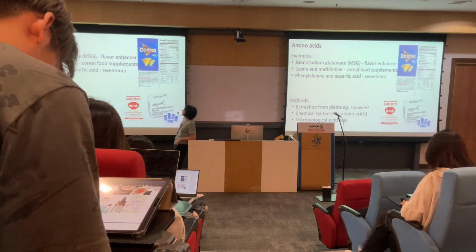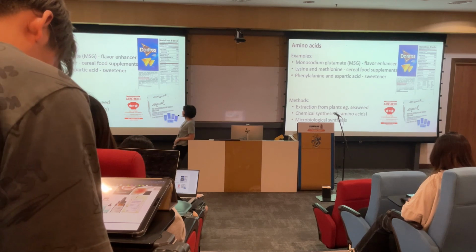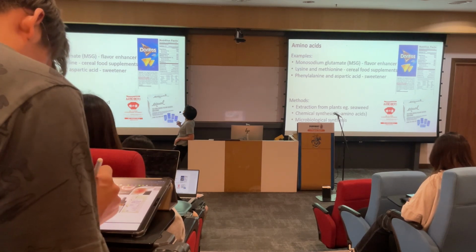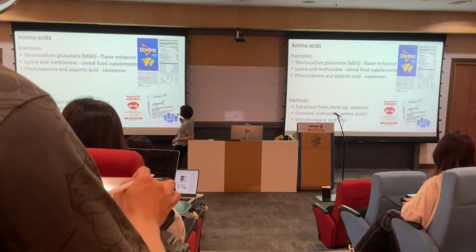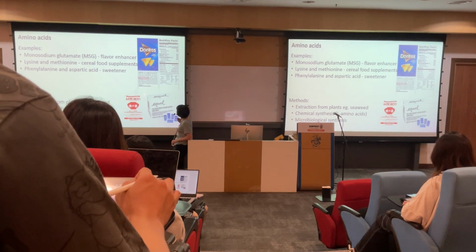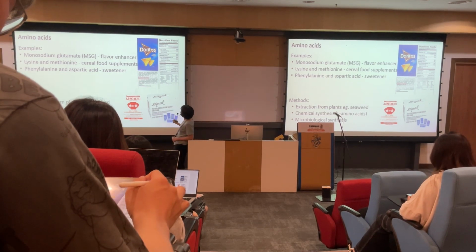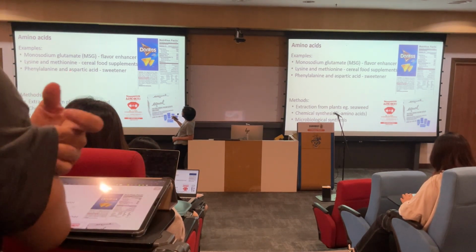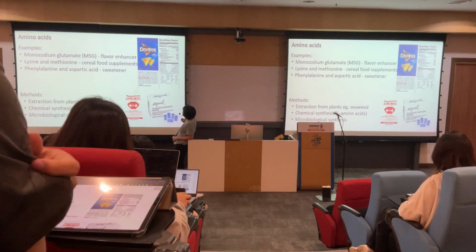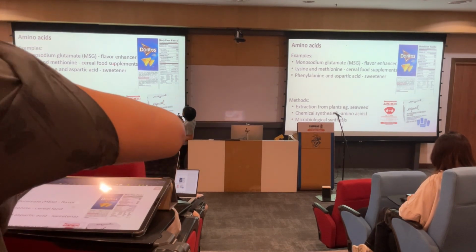Alright, this one is amino acid. As we know that amino acid, we also use it as part of a food supplement sometimes. For example, in potato chips for the taste. What is this? MSG, I think is written. Right, this is the MSG. And also sometimes you find the phenylalanine, aspartic acid in the sweetener. And lysine or methionine, you find in the cereal food supplements.